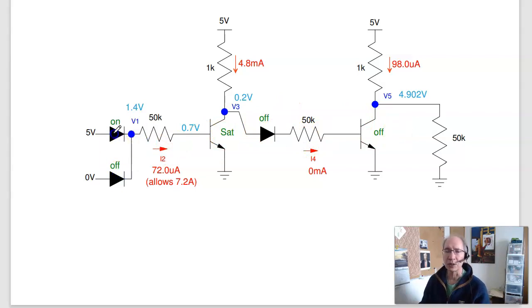Basically, this is an OR gate. If either input is 5 volts, the output is 5 volts. A little bit less due to loading.